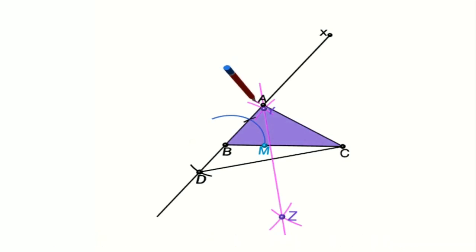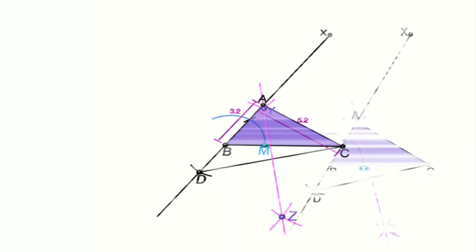Let's check whether we have drawn it correctly or not. So AB we are getting 3.2 cm, AC as 5.2 cm, and the difference between the two is 2 cm. That means we have done it correctly, and visually also this is correct, that is AC is greater than AB.